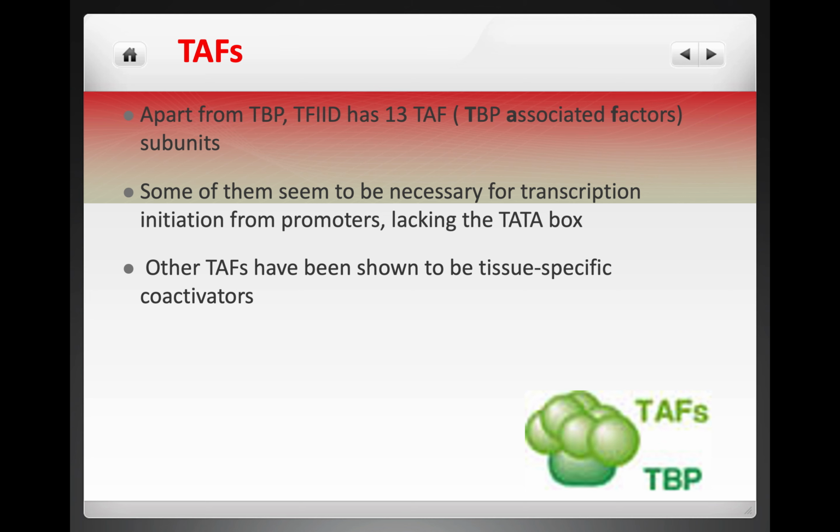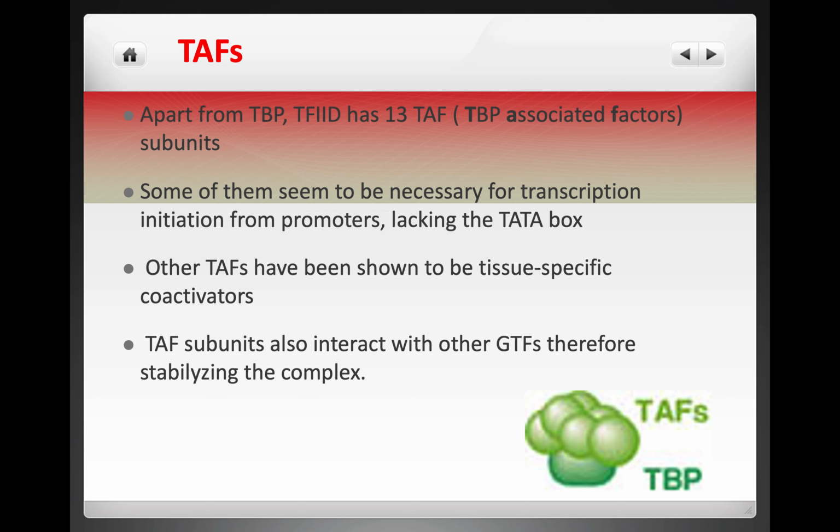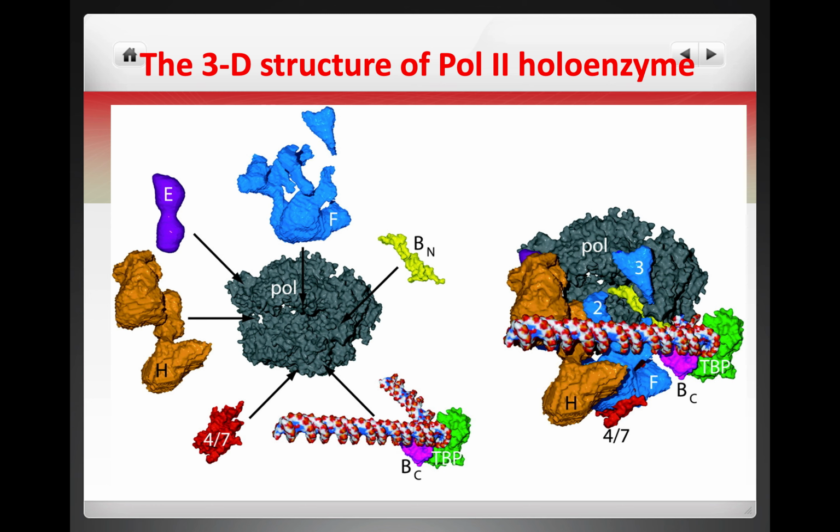So that means that you don't really need all 13 of them, some of them are needed, and hence you don't really need to know each and every one of the 13. TAF subunits also interact with other GTFs, therefore stabilizing the general transcription factor complex. So this is almost towards the end, again, the 3D structure of the polymerase 2 holoenzyme. This is what happens when all the transcription factors come into place. When it has come into place, it has bound to where it's supposed to bind.